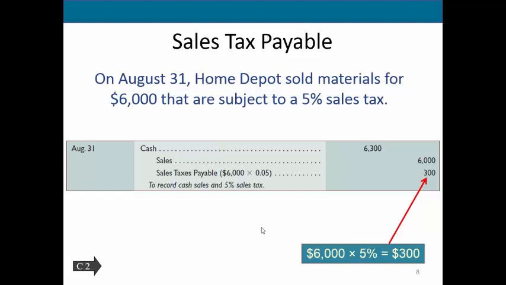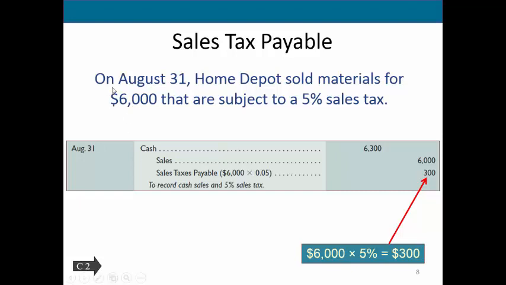That business has done a service to the customer. Rather than that customer having to keep track of the sales tax that they owe on their own, the company collects it for them, but as soon as they collect that, they have a liability to the government to pay that sales tax to the government.